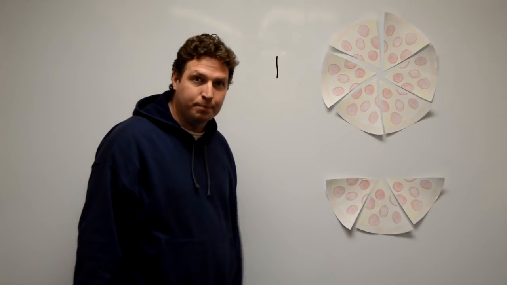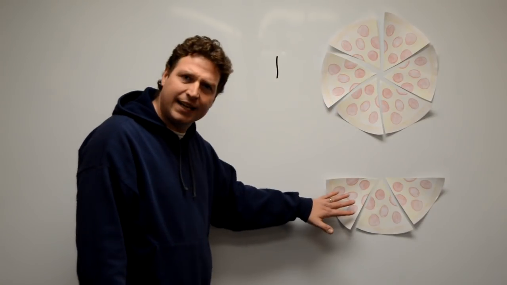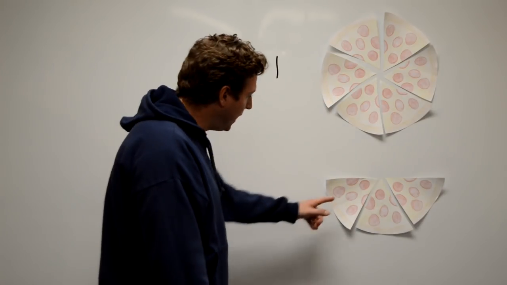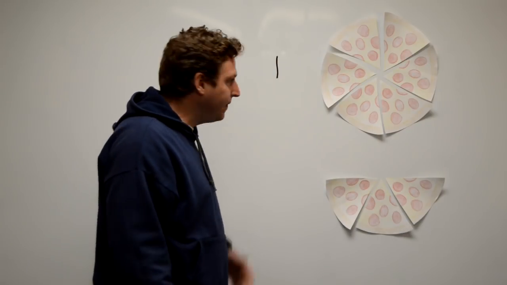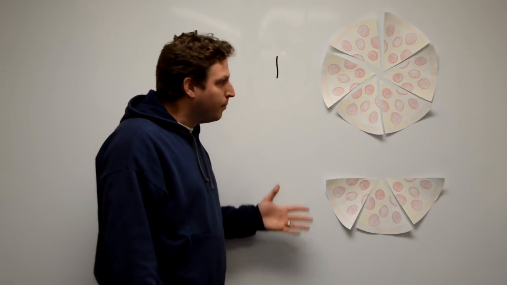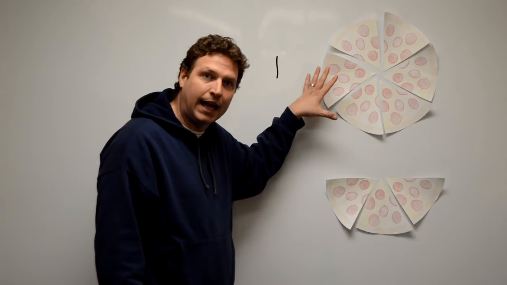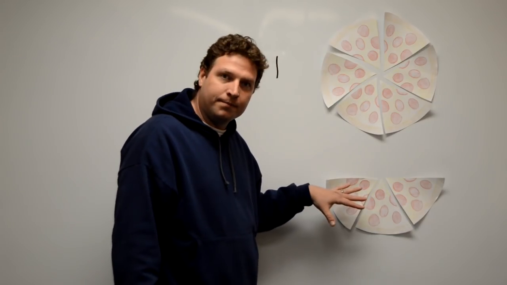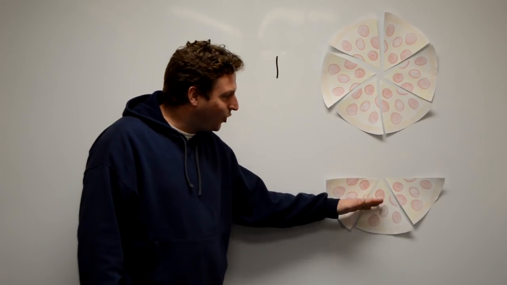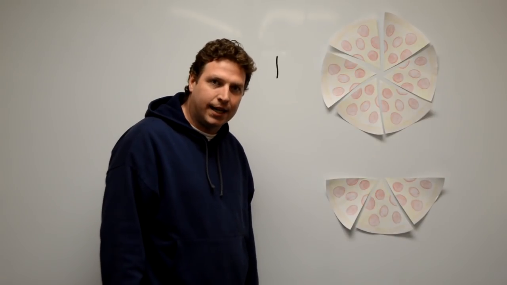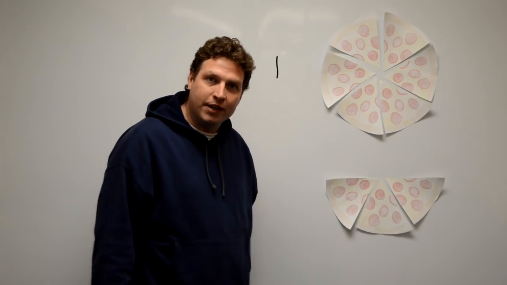We know that one's 1 pizza, that's easy. How many slices do we have down here though? We have 3 slices, and that's 3 out of 6. Because the whole pizza is 6 slices, 3 of them is half. 1, 2, 3 slices of pizza, which is half of another pizza.